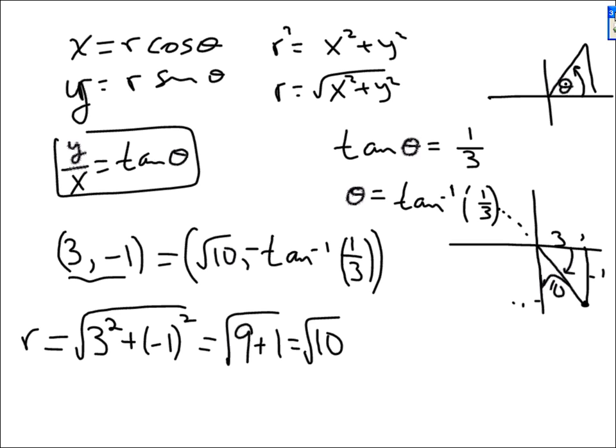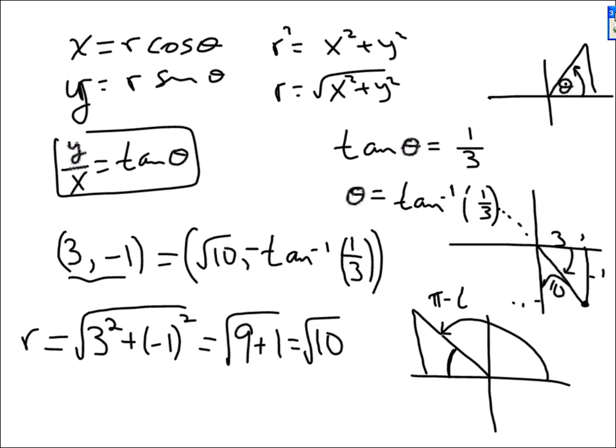Now, what if we were in quadrant number 2? This angle here would be, say, my 20 degrees. Well, then what angle is this? It's the whole angle, pi, take away the part you don't want, namely the arctan of 1/3. So this angle here would be pi minus the arctan of 1/3. That way, you never have to worry about whether arctan is defined in quadrant 2.